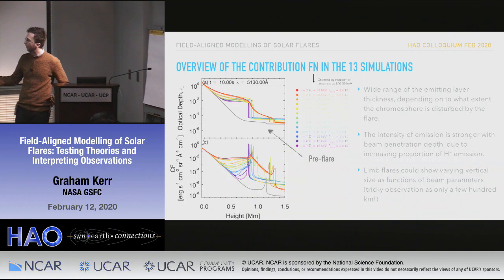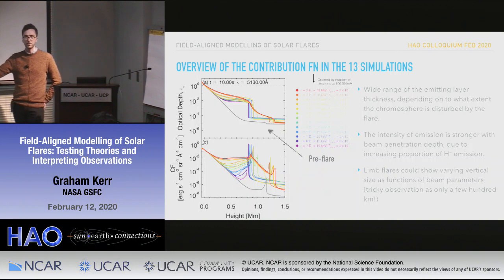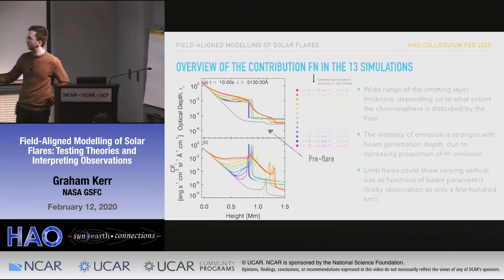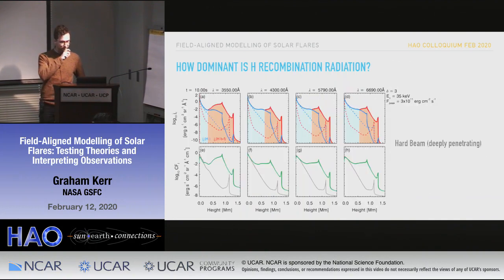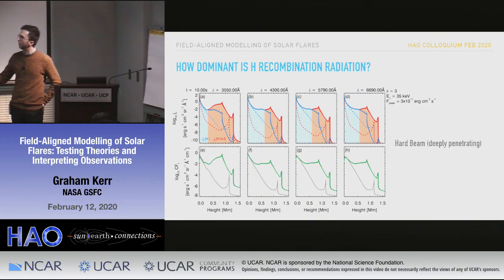As an aside, it's a very tricky observation to make, but models like this indicate that if we had a limb observation, you should see varying source sizes for continuum emission, depending on the beam parameters. But it's only a few hundred kilometers thick, so you have to have a very, very high resolution instrument to see this. But I think there have been observations of varying widths as a function of the beam parameters using HMI and RHESSI, but I think it's on the borderline of being detectable or not. So yes, I mentioned that there are a couple of mechanisms here.